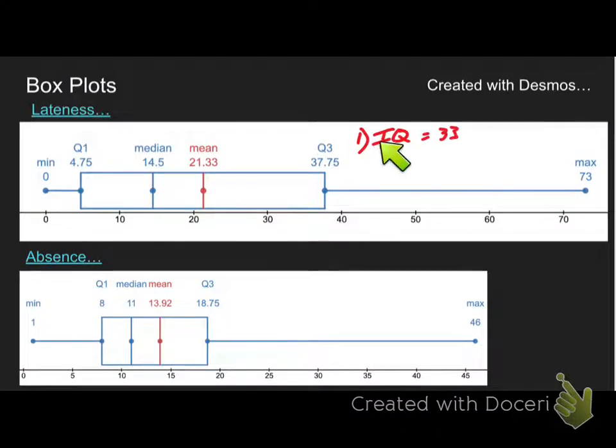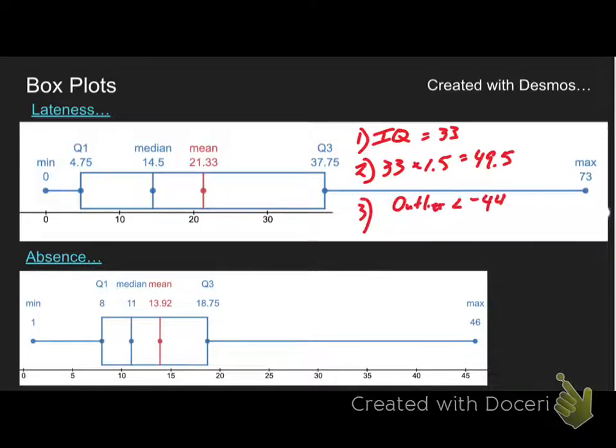So first off, what I want to do is calculate that interquartile range, and that's again the distance from 4.75 to 37.75, and in this case it would be 33. Then I'm going to multiply that by 1.5. So that's 49.5, so almost 50. What is 49.5 away from the Q3? And what is 49.5 away from the Q1 going this way? And those would be our outliers. So third step. The outlier on the negative side would be negative 44.75. Well, we can't have negative latenesses, right? We can't be late negative times. So that's no problem.